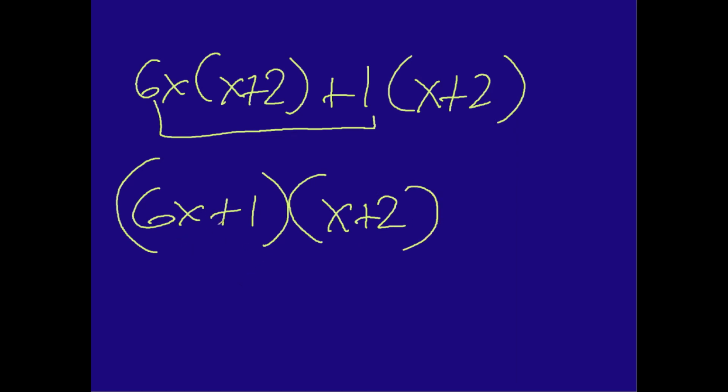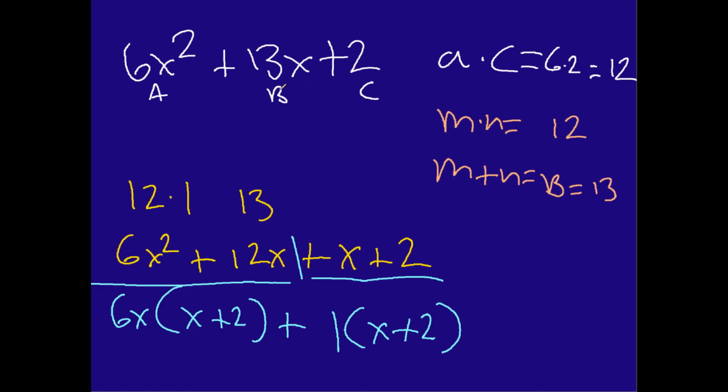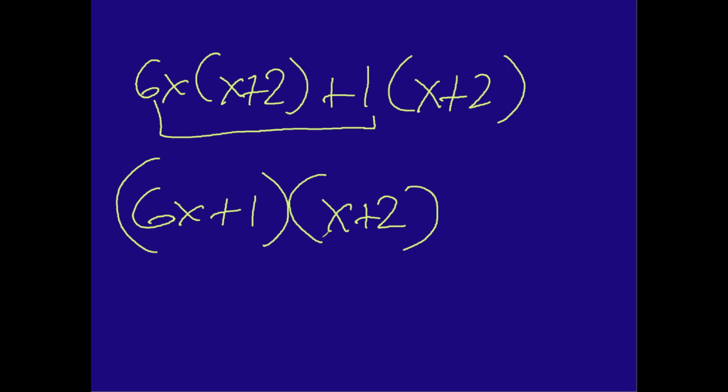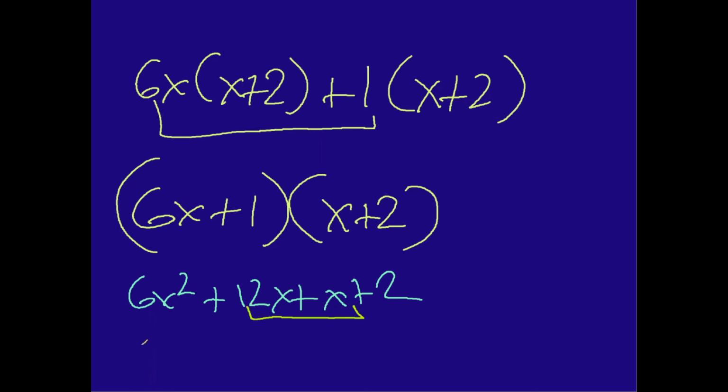So, remember that our original thing was 6x squared plus 13x plus 2. Let's see if we can get that. 6x times x is 6x squared. Nothing new there. 6x times 2 is plus 12x. We've seen that before. 1 times x is going to be x, and 1 times 2 is going to be 2. And that should look very familiar. That's exactly what we had a moment ago. We combined the like terms: 6x squared plus 13x plus 2, our original answer.